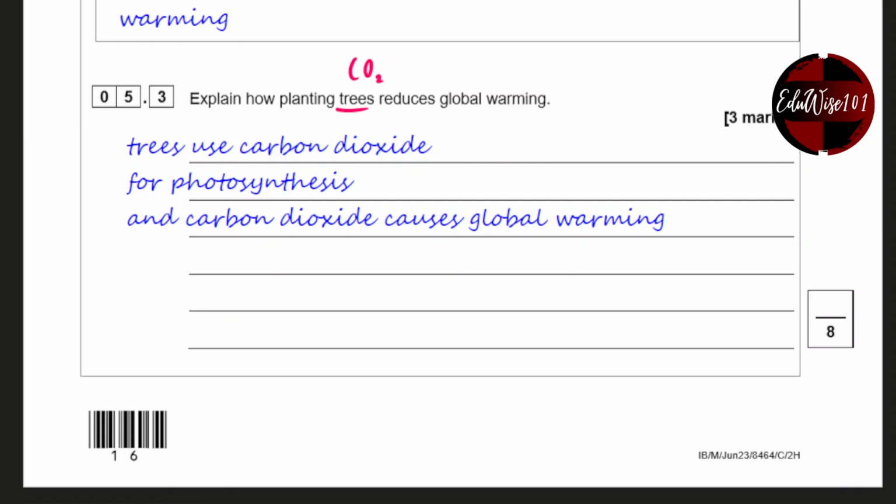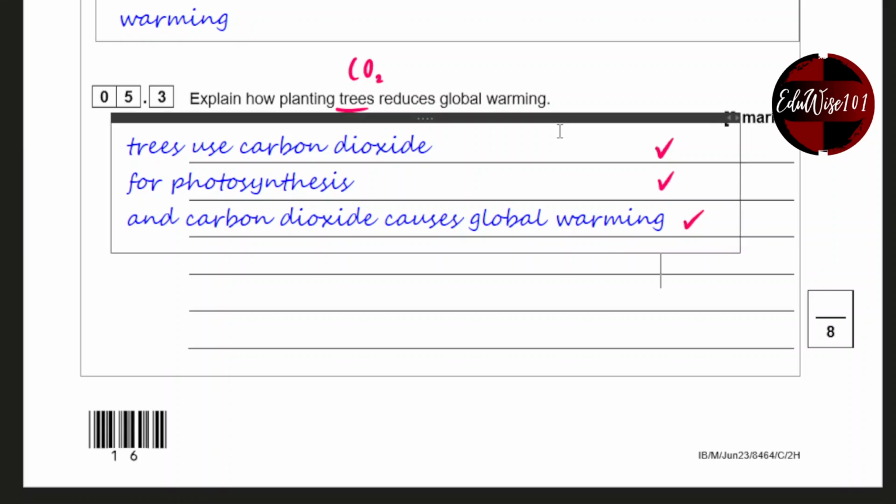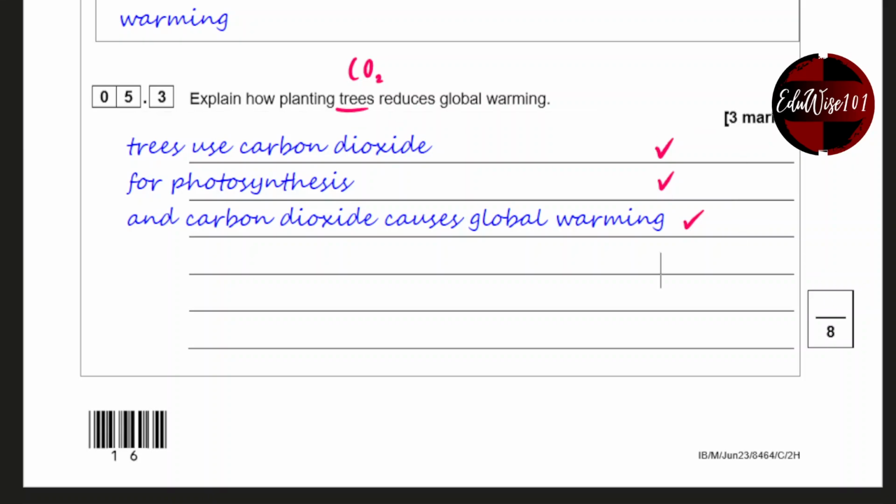Those are the 3 points for the 3 marks. One, to mention that CO2 is used by trees, and to name the process, and to mention that carbon dioxide causes global warming. That brings us to the end of question number 5, and I will see you in question number 6.